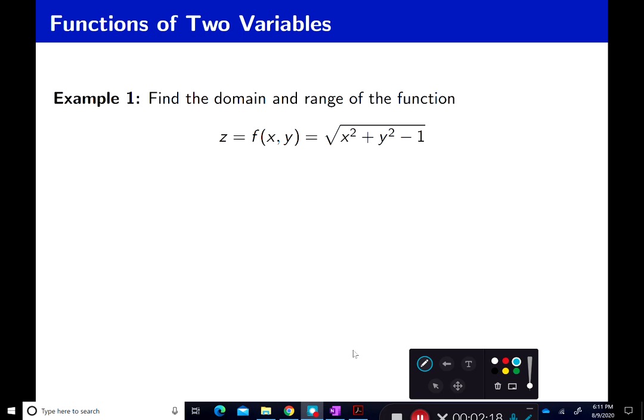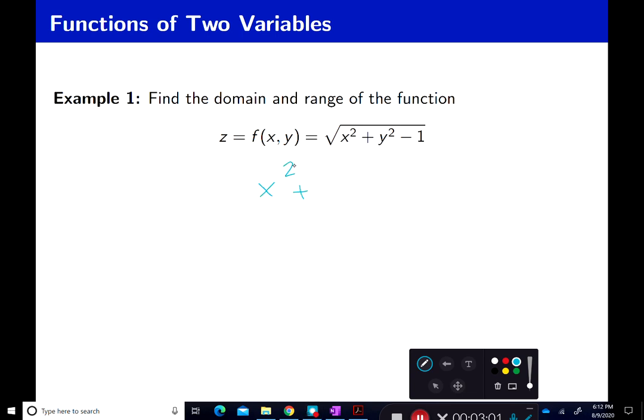Example 1: find the domain and range of the function z equal to f of x and y, where f of x and y is the square root of x squared plus y squared minus 1. So how do we find this? Remember, this is a composition of a square root and something that is inside. Where is the domain of the square root? It is all the values inside the square root that are positive or equal to 0.